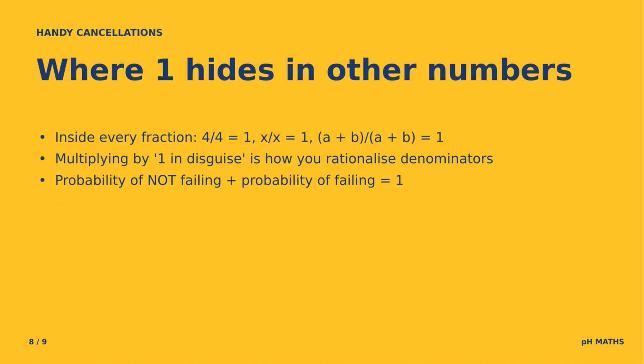Where 1 hides: inside every fraction equal to 1. 4 over 4, x over x, a plus b over a plus b. Multiplying by 1 in disguise is the move that rationalizes third denominators. And in probability, probability of failing plus probability of not failing equals 1. Whenever you see complementary events, that's 1 popping out. Lots of marks live in that pattern.